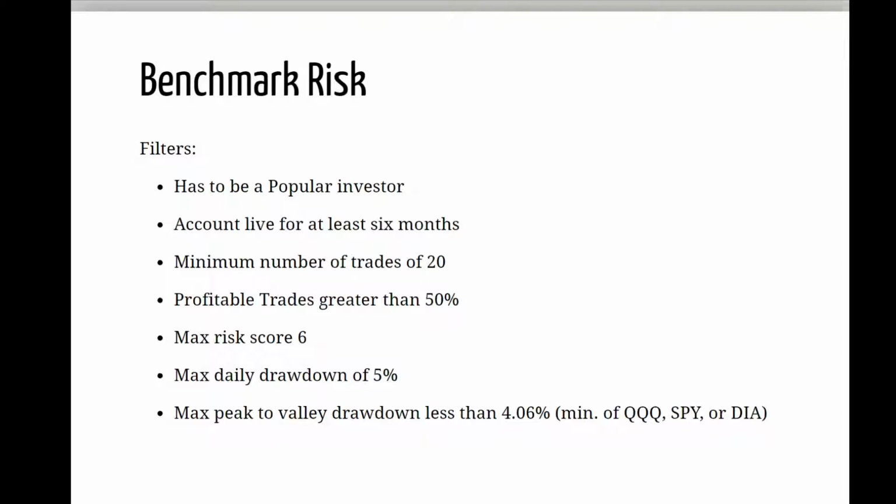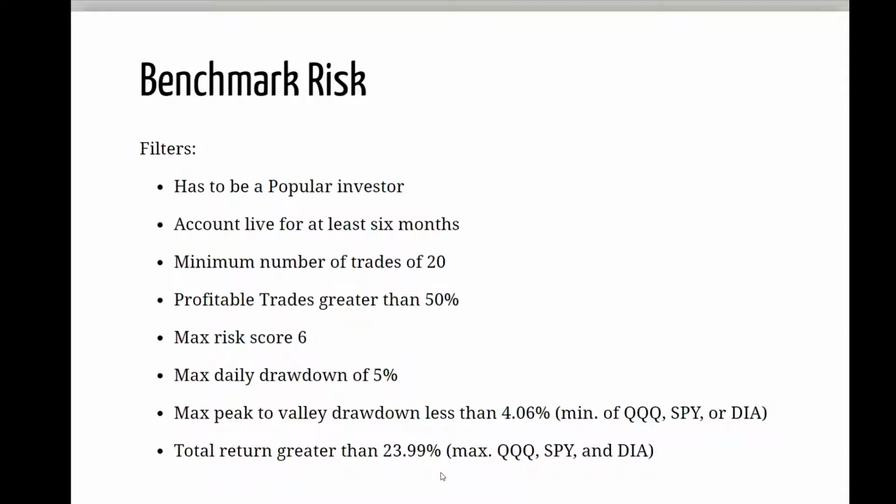This 4% is the minimum drawdown of the benchmark ETFs that we're looking at: the NASDAQ, the S&P 500, and the Dow 30. Over the last 6 months, the minimum drawdown among these 3 ETFs is 4%. So a PI who tries to beat this benchmark should have a drawdown lower than this, from peak to max. And your total return should also be larger than the highest total return among these 3 ETFs, which is 24% over the last 6 months.